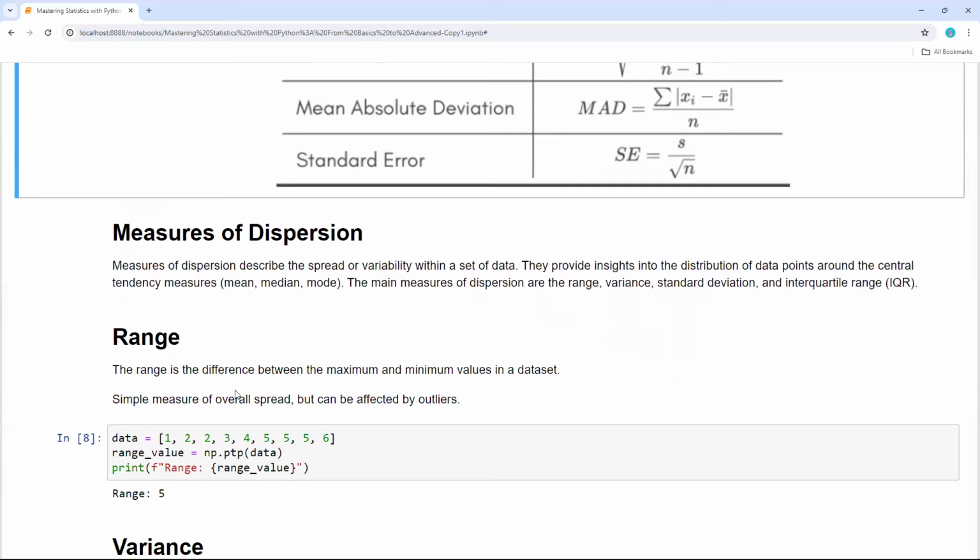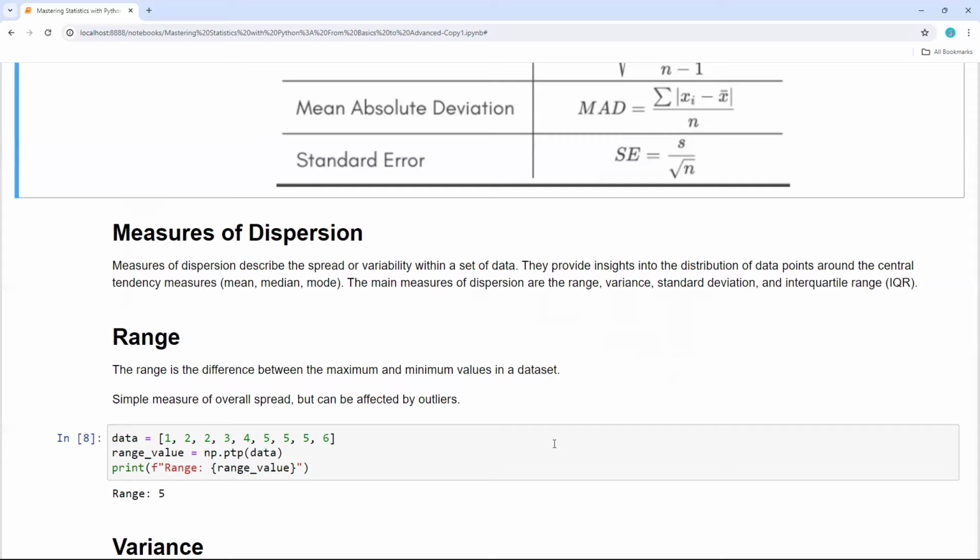Range is nothing but, if I have some data points, the difference between the maximum and the minimum values in the data set. A simple measure of overall spread, but it can be affected by outliers. Because if I give the same example 1 2 3 4 then 10, then I will get a range of 10 minus 1, which is 9. So the range will be affected by outliers.